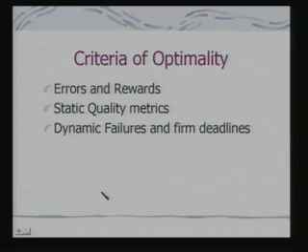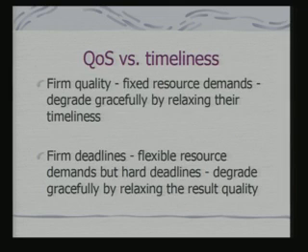Right? So, what is the criteria of optimality under these conditions? The kind of errors that can be committed, the rewards corresponding to some of the tasks meeting the deadlines, and the quality parameters. Then you have static quality metrics, and there could be dynamic failures and a requirement to meet this kind of firm deadlines. So, we say that there is a trade-off between quality of service and timeliness. So, how are the parameters related? One is called firm quality and firm deadlines.